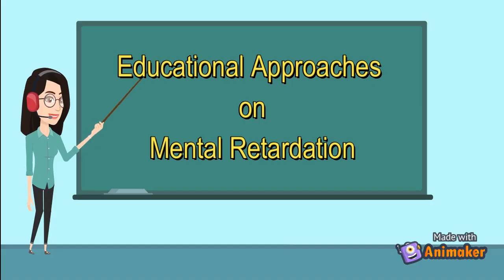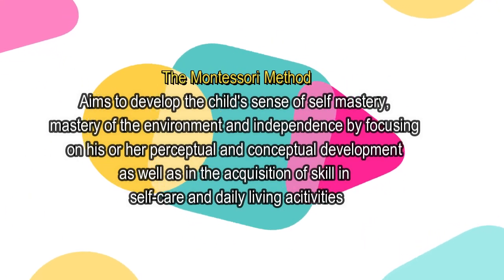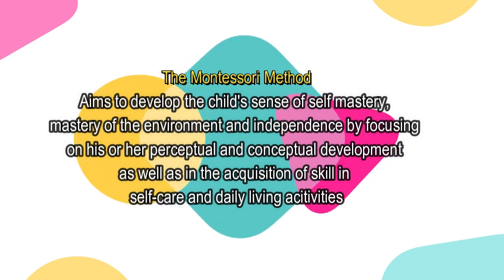Let's proceed to the educational approaches on mental retardation. Students with mental retardation need a functional curriculum that will train them in life skills, which are essentially adaptive behavior skills. Number one, the Montessori method. It aims to develop the child's sense of self-mastery, mastery of the environment, and independence by focusing on perceptual and conceptual development as well as the acquisition of skills in self-care and daily living activities.